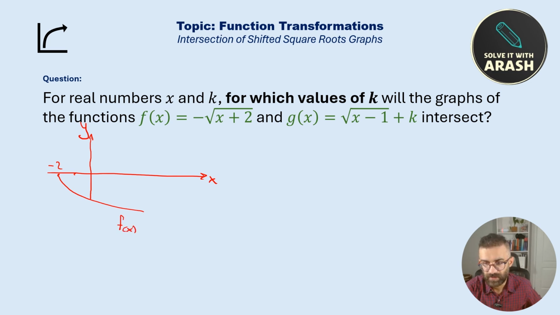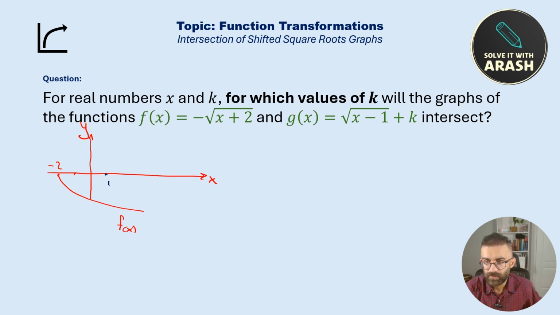Now let's talk about g(x), and I'm going to change color to dark blue. g(x) equals the square root of x minus 1 plus k. There's no reflection in the x or y axis because there's no negative coefficient. x minus 1 will be a 1 unit shift towards the right, since x has to be greater than or equal to 1 to maintain a non-negative value under the square root. So the start point is at x equals 1.